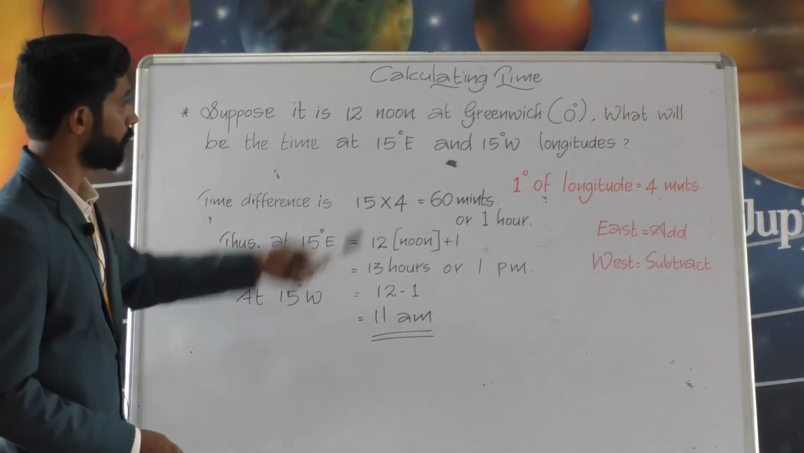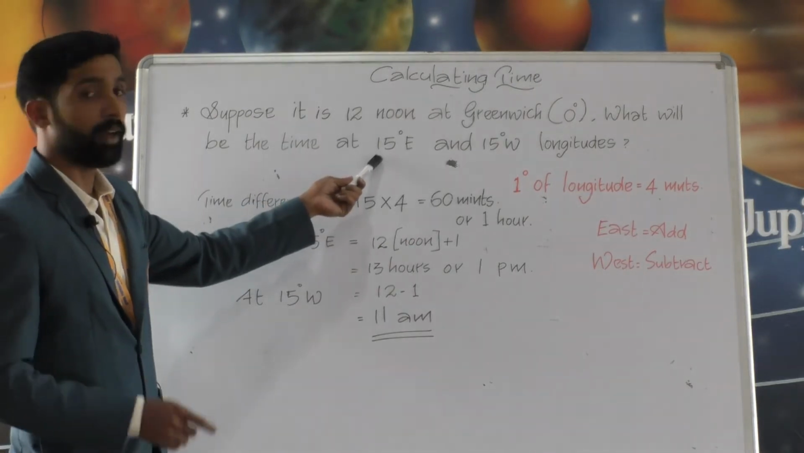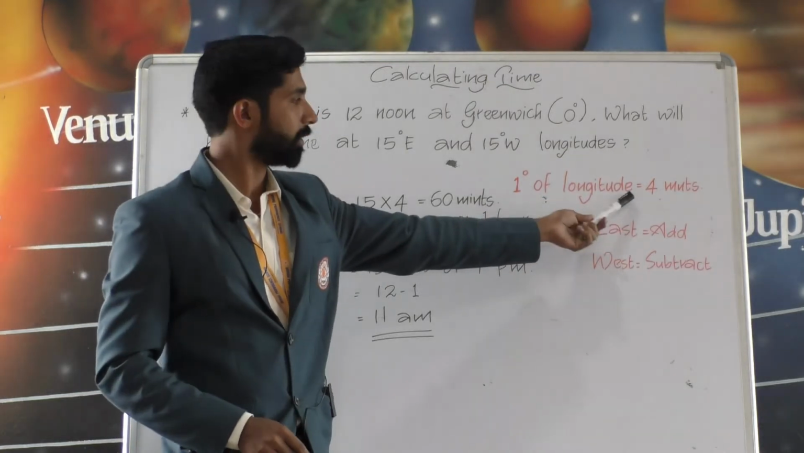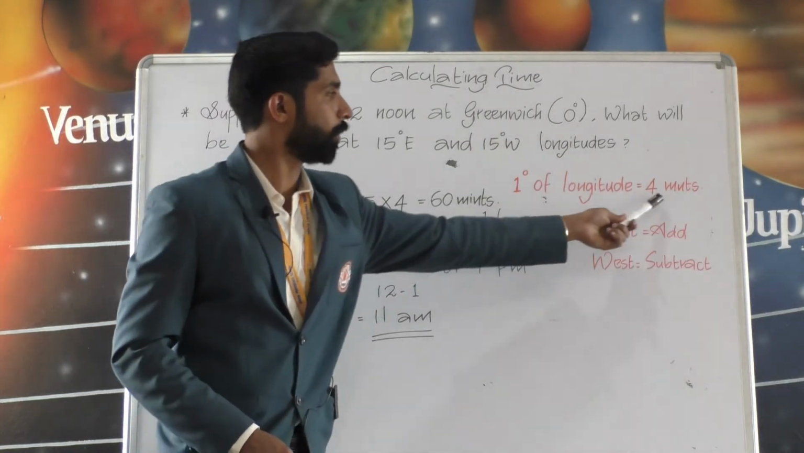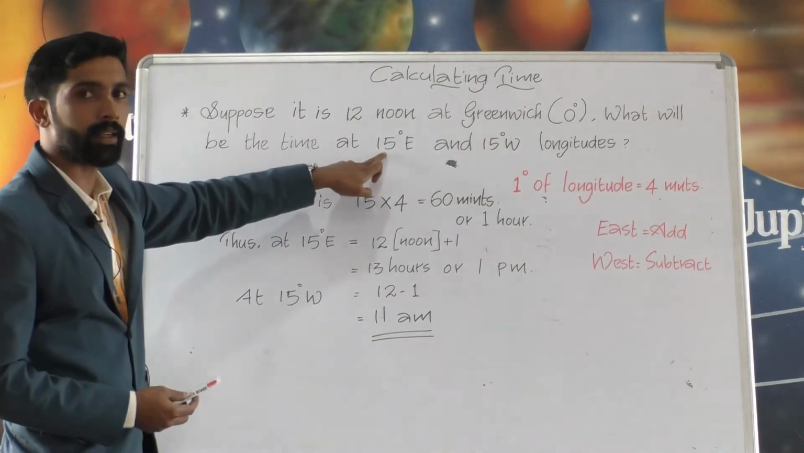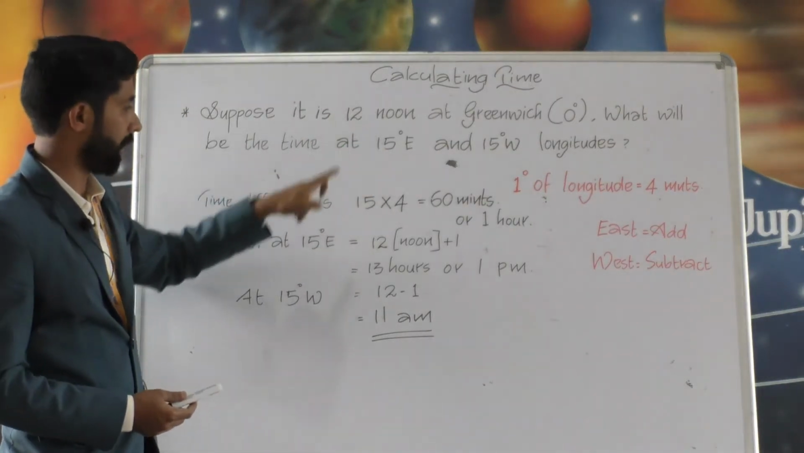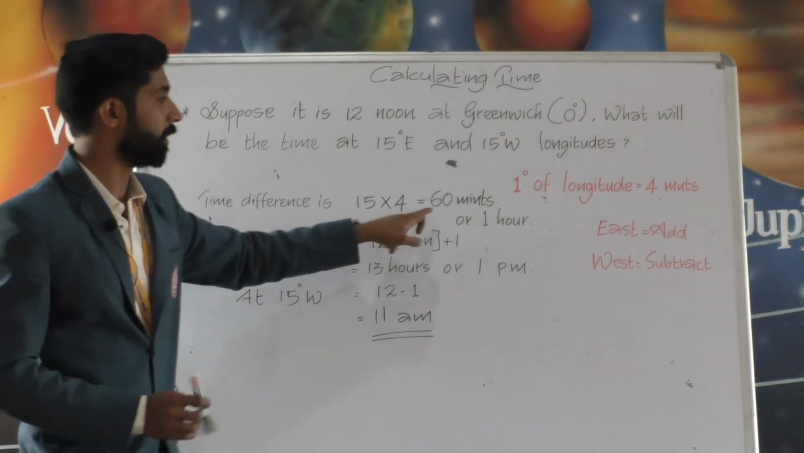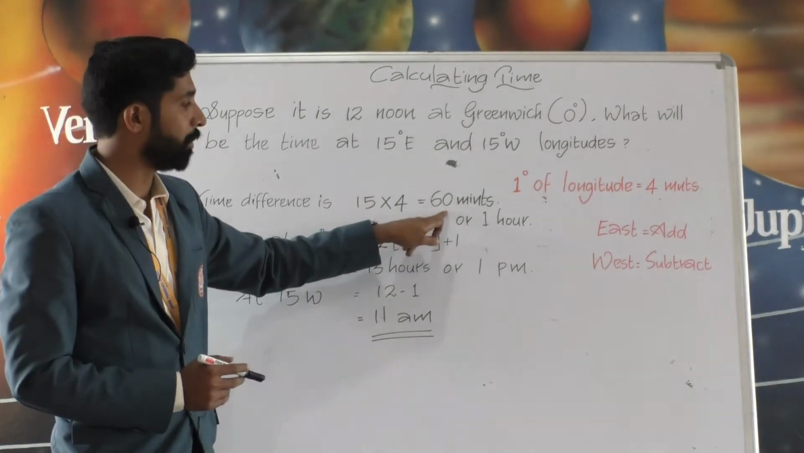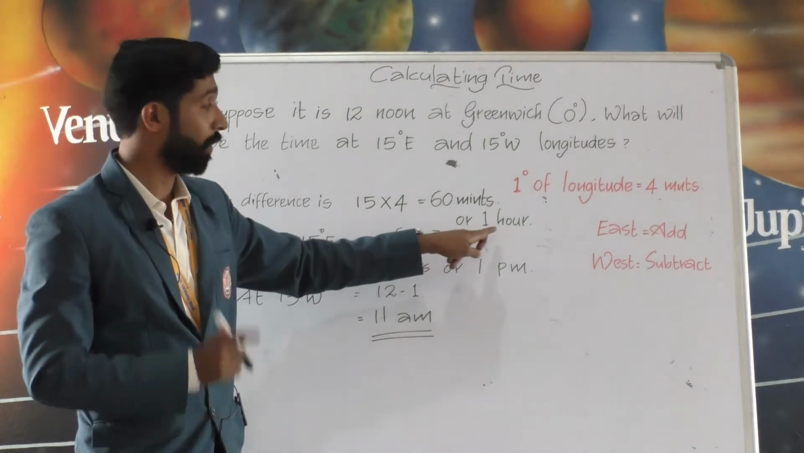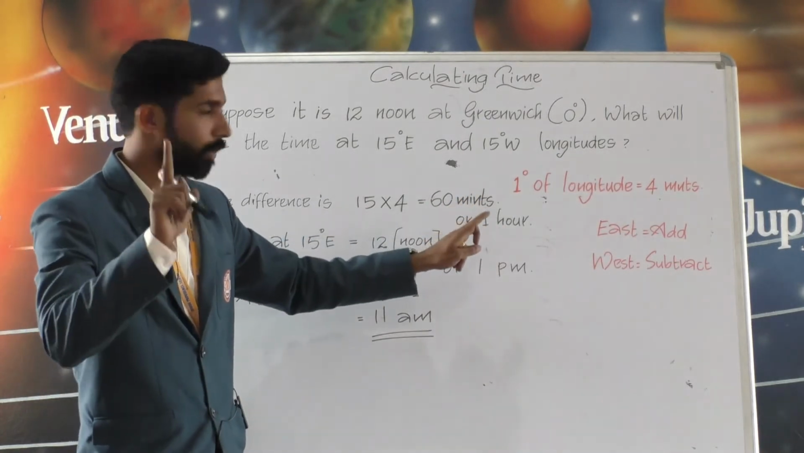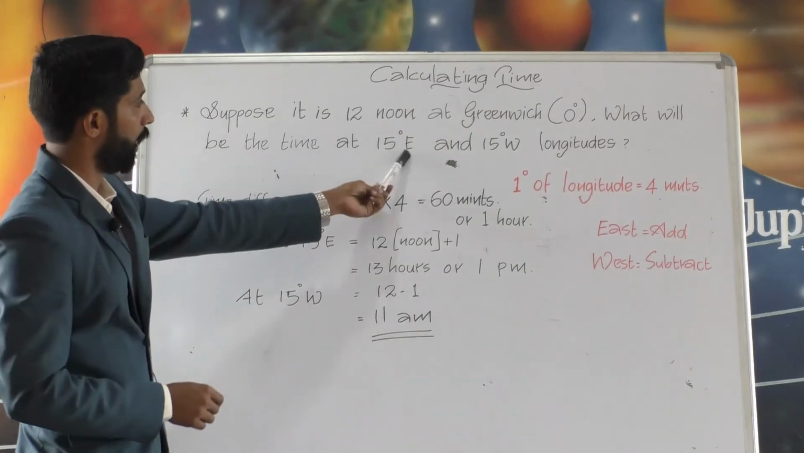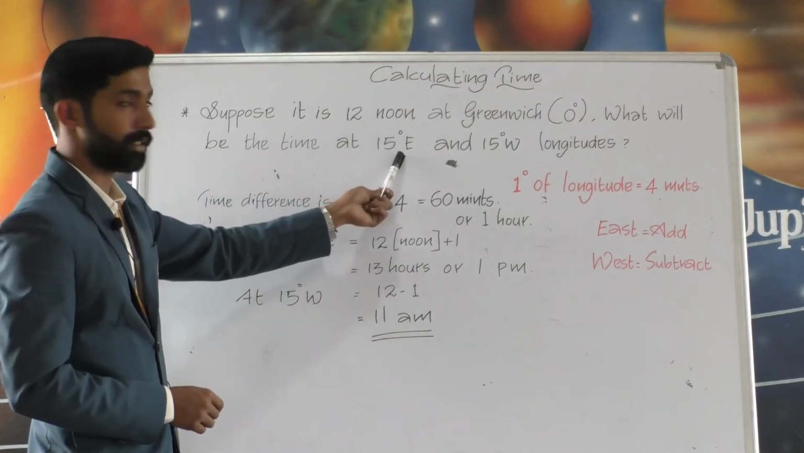How did it come? Here the 15 is already there, and as I said, 1 degree of longitude is 4 minutes, right? So how many degrees are there? 15 degrees, no? Right. So I am multiplying, 15 into 4, that is equal to 60 minutes. 60 minutes is equal to 1 hour, no? Good. So we are calculating the time at 15 degree east.